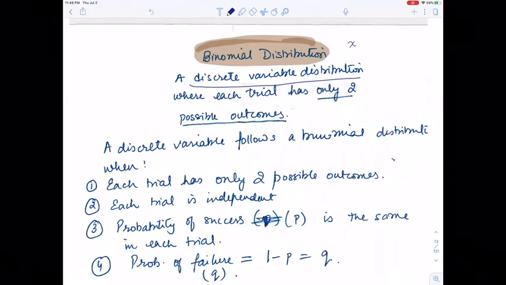Today we will talk about binomial distribution. Binomial distribution is a discrete variable distribution. So variable x follows binomial distribution with parameters n and p. We'll talk about what this variable x is, what kind of variable follows this kind of distribution, and what this distribution looks like.